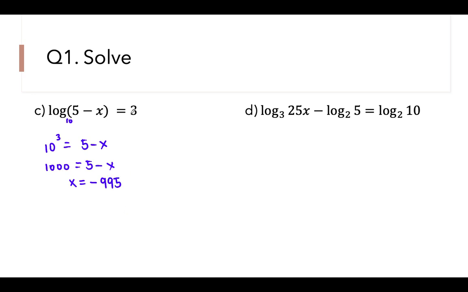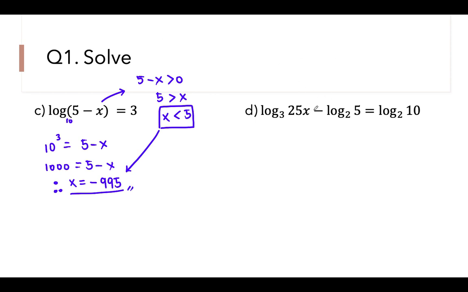Now, what is the restriction for this one? For this logarithm, the argument has to be greater than 0. So 5 minus x has to be greater than 0. So therefore, 5 is greater than x. So I'm going to rewrite it: x has to be less than 5 in order for this equation to be valid. So it makes sense. Okay, so this will be my final answer.